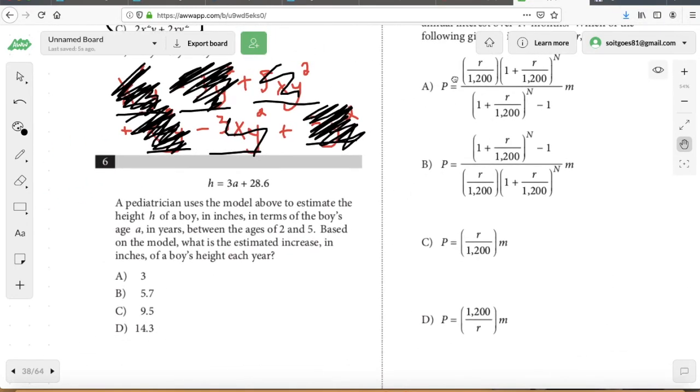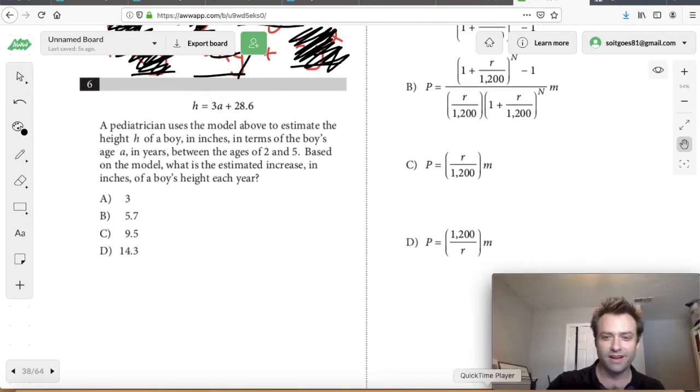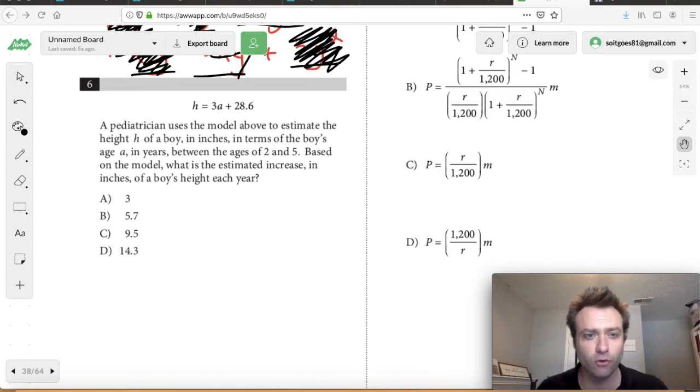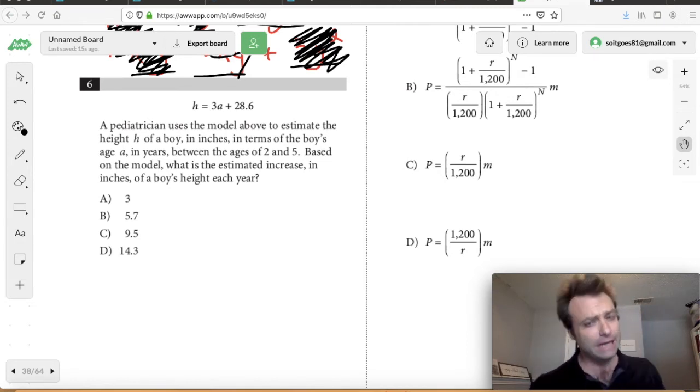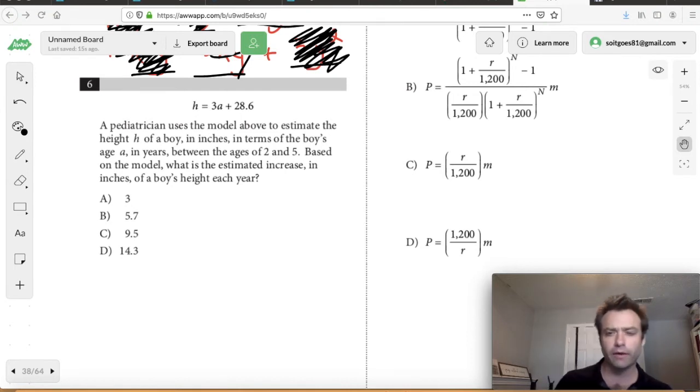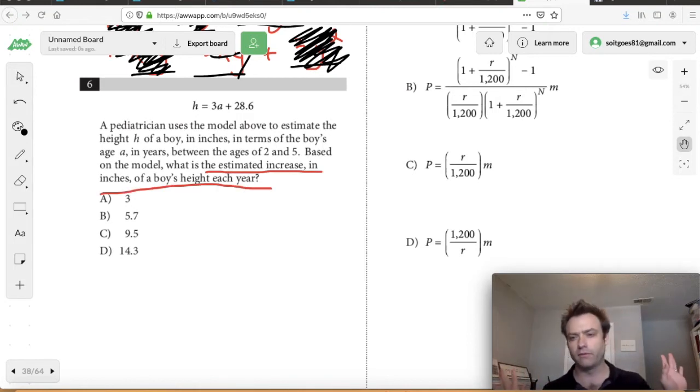Question number 6. I like this one a lot. Question number 6 reads, we're doing this fast. A pediatrician uses the model above to estimate the height h of a boy in inches in terms of the boy's age a in years between the ages of 2 and 5. Based on the model, what is the estimated increase in inches of a boy's height each year? Let's stop and underline exactly what we're solving for: the estimated increase in inches of a boy's height each year. The thing you're solving for is always in the last sentence of the question, okay? It's the estimated increase in inches each year between the ages of 2 and 5.